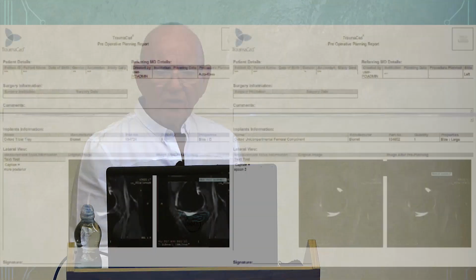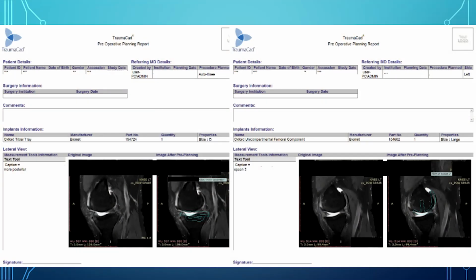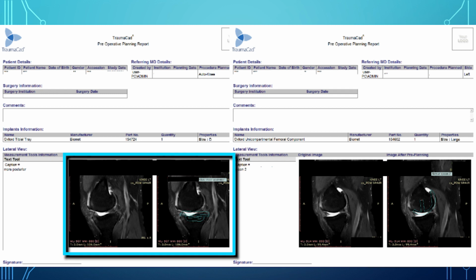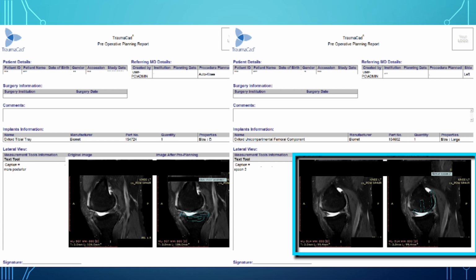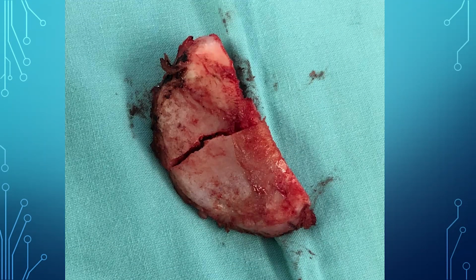So if you do it, for example, this is the operative planning. You can see immediately that the tibia which is planned is D, and the femur which is planned is large. So I know from the beginning the slope of the cut of the tibia, and that the femur is large. And this is the bone which was removed, and you can see immediately that very little bone was removed from the front and very much bone was removed from the back.